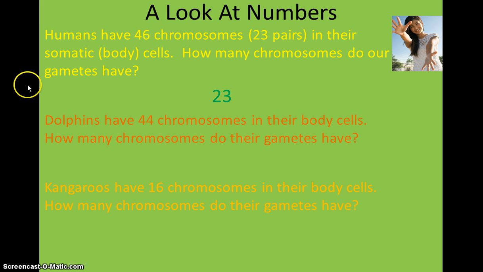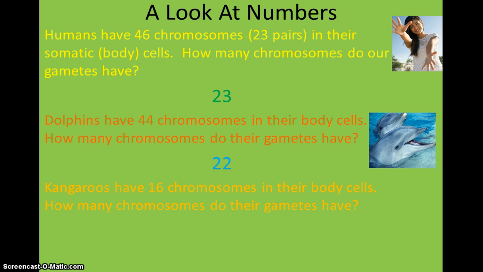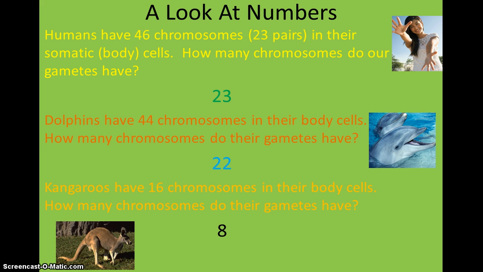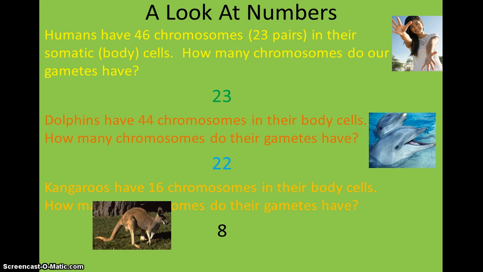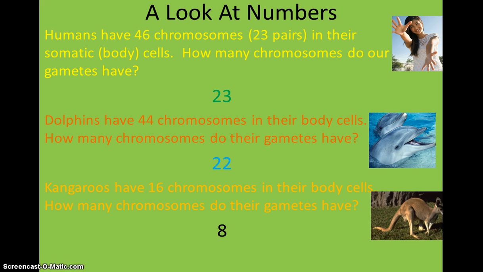Next question. Dolphins have 44 chromosomes in their body cells. How many chromosomes do their gametes have? Half of 44 is 22. Kangaroos have 16 chromosomes in their body cells. How many chromosomes do their gametes have? You guessed it. 8, half the number of 16. So hop away, you little small chromosome having animal.